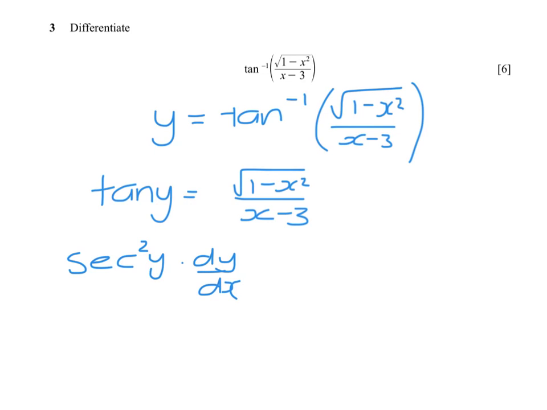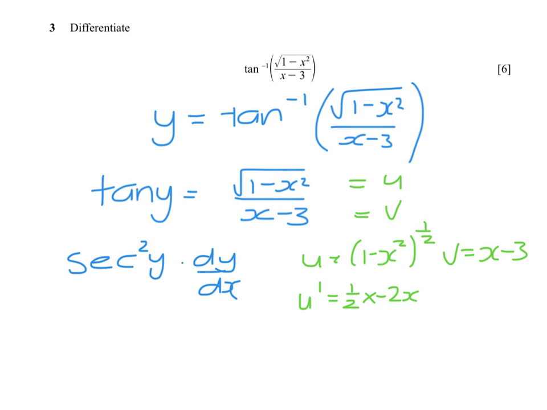And the right-hand side is going to be slightly more complicated. We have a quotient. So we have u and v. u is (1 minus x squared) to the power 1/2, and v is x minus 3. Whenever we differentiate u, we get 1/2 times minus 2x, (1 minus x squared) to the power minus 1/2. So that is minus x upon (1 minus x squared) to the power minus 1/2. And whenever we differentiate v, we get 1.